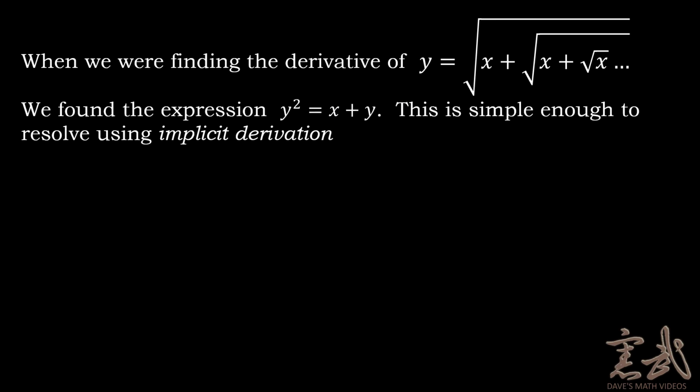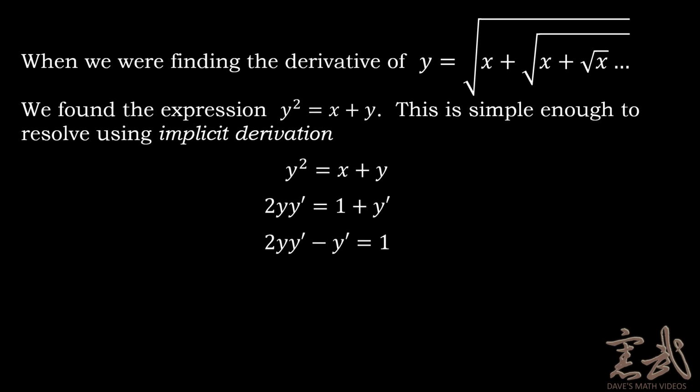When we were finding the derivative of the first expression, y equals the square root of x plus the square root of x plus the square root of x, infinitely nested, we found the expression y squared equals x plus y. Now this is simple enough to resolve using implicit derivation. So if we do this and we take the derivative of both sides, we will get 2y times the derivative of y is equal to 1 plus the derivative of y. Notice here I've used y prime as my notation in order to save space.